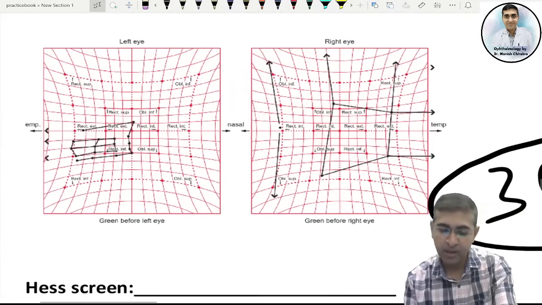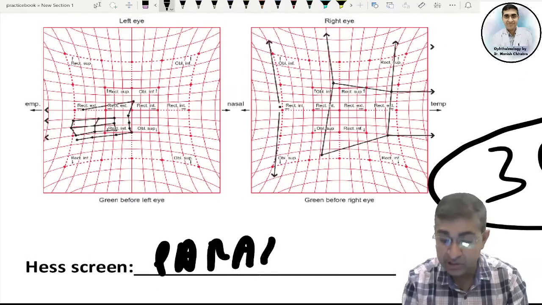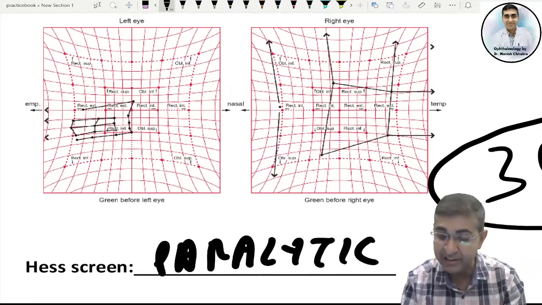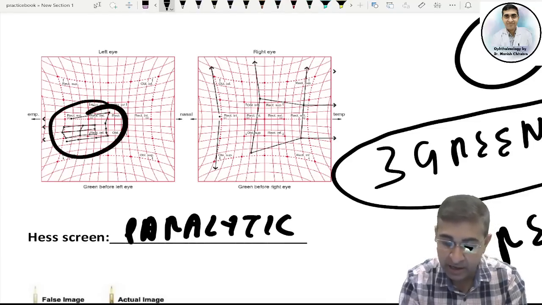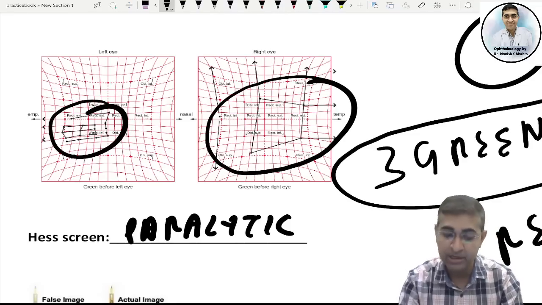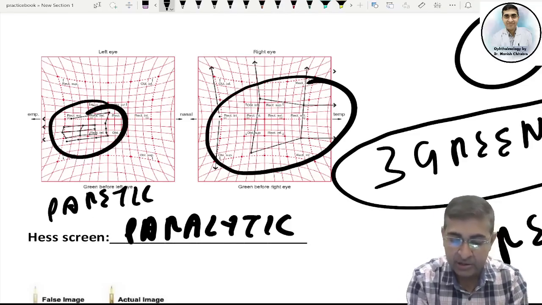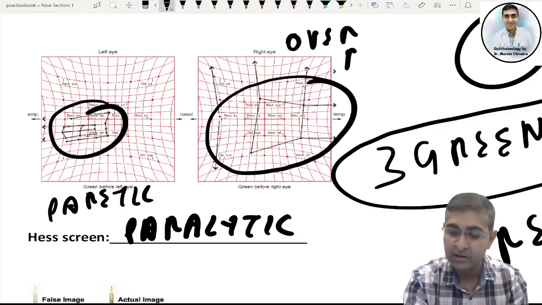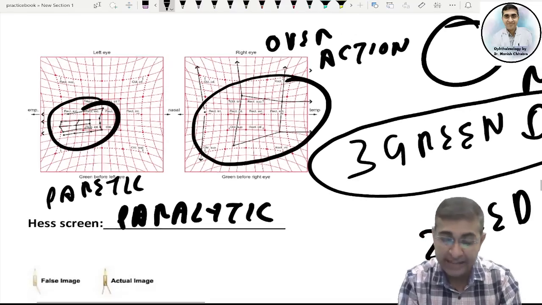Okay, now what is this? This is Hess screen. This test is done in cases of paralytic squint. So one eye will have very less movement and another eye will have very high, very large movement. So this is probably your paretic eye and this is your overacting eye. Overaction is due to a law, and the name of the law is Hering's law.